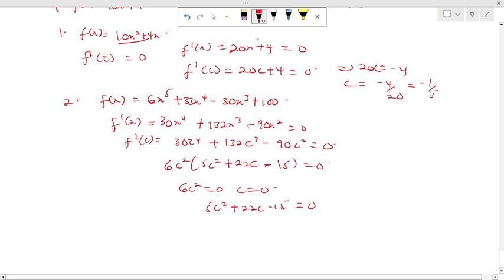That will give me 5x minus 3 multiplying x plus 5 should be equal to 0. I'll have x equal to 3 over 5, then x equal to negative 5. So my critical points c will be 0, 3 over 5, then negative 5. And that brings me to the end of critical values or critical points.